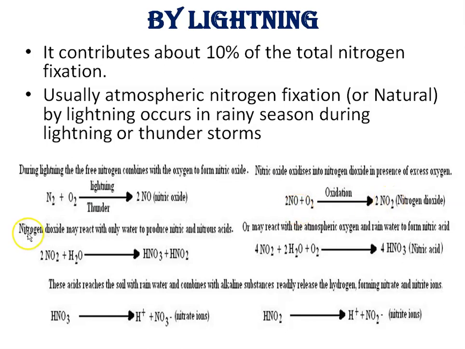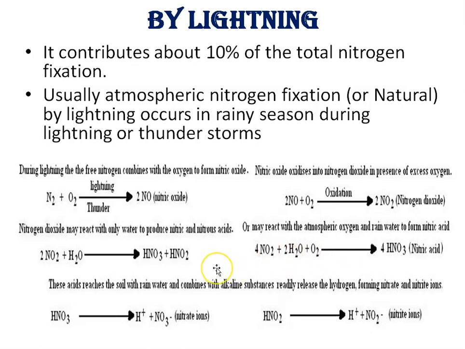This nitrogen dioxide may react only with water, or it may react with oxygen in the presence of water. When nitrogen dioxide reacts only with water, it produces nitric acid and nitrous acid, HNO3 and HNO2. When it reacts with atmospheric oxygen in the presence of water, then it produces 4 molecules of nitric acid only, right? No nitrous acid, right?